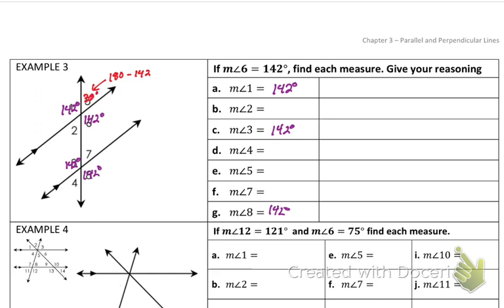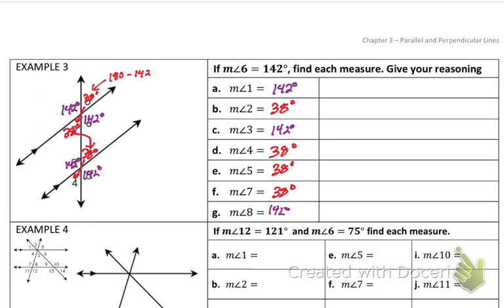So is that my 5? 38 degrees. We could use vertical angles to get to 2 being 38 degrees. We could use alternate interior angles to get to 7 being 38 degrees. And I might use vertical angles to get to 4 being 38 degrees. Once again, your reasonings might vary, but your numbers better be the exact same as mine.